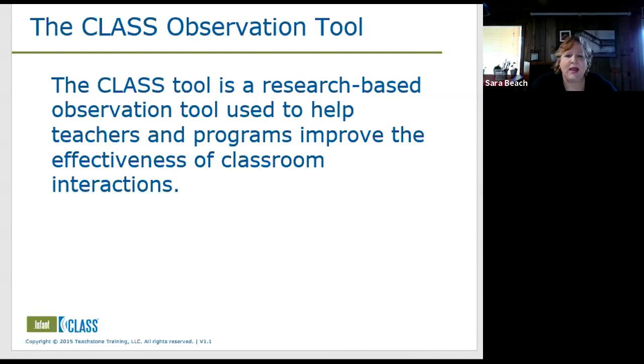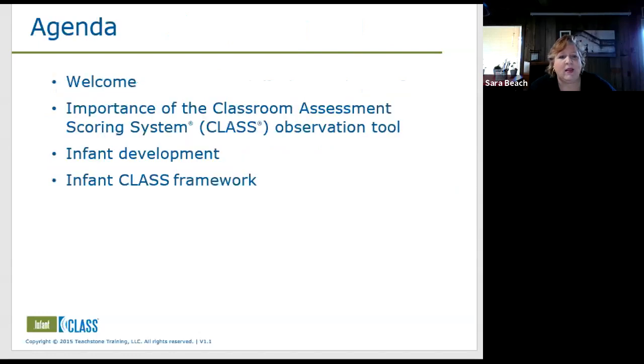It's similar in that it's a rating scale, and it does look at quality. But it's a different kind. It's the focus that we want, which is the focus on interactions. It's not focused on how many blocks you have or how your room is set up. It's focused on helping teachers and programs improve the effectiveness of classroom interactions. And it's research-based. It's heavily researched. There's a good 10 years or more of research, and thousands of studies have used it to validate their methods. And we know that it does measure quality.